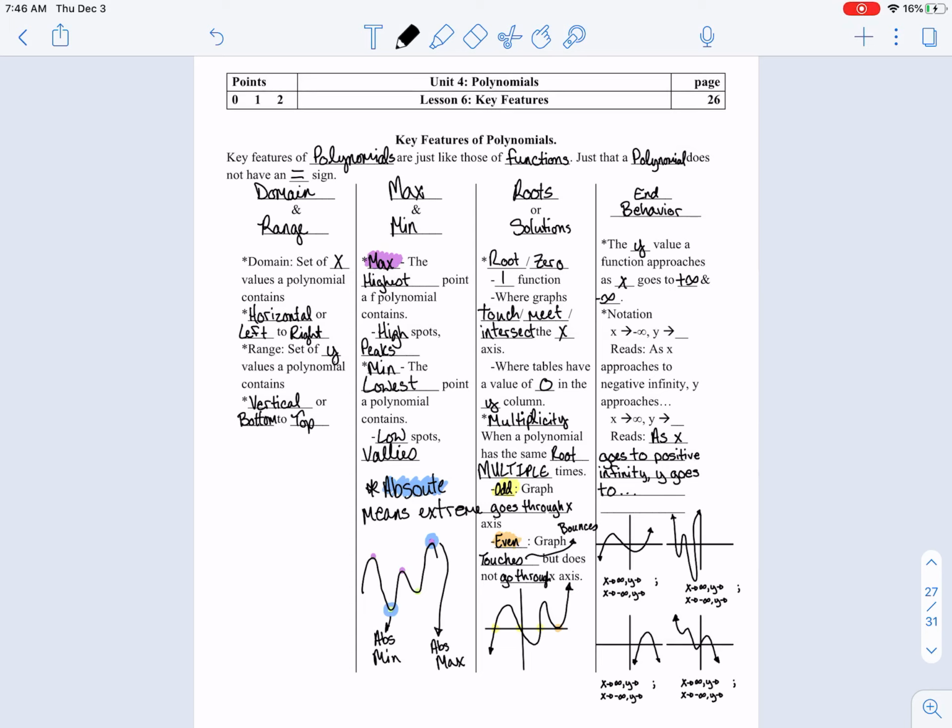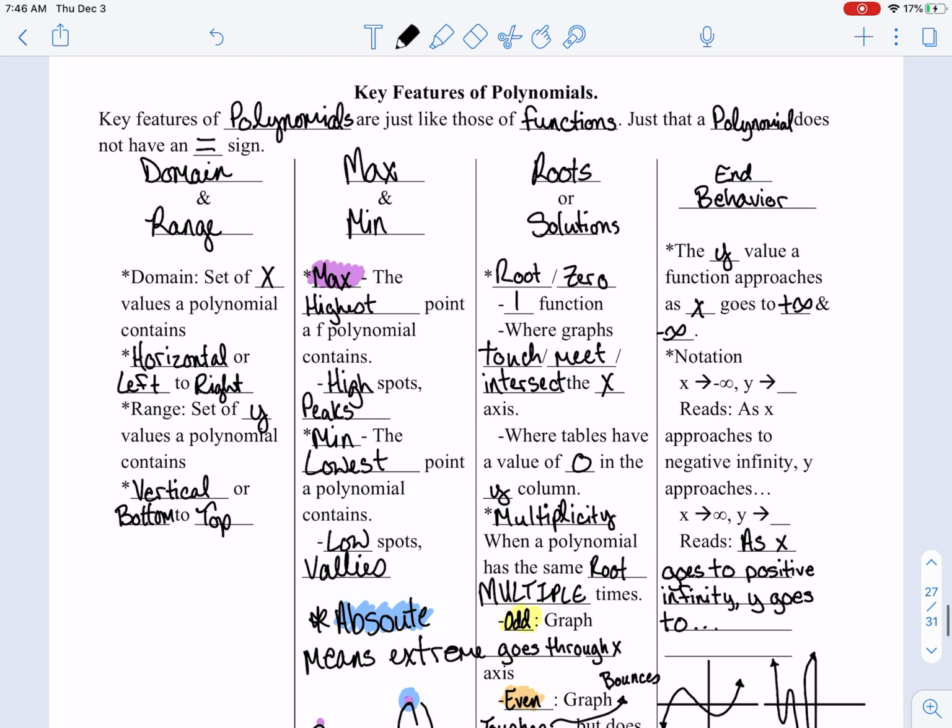All right, guys, so the next lesson we're going to look at are key features of polynomials. Now, unlike most of my videos, I already have this tree diagram filled in because we've essentially already looked at it. I just want to quickly hit some of these things, go back and refresh them. The reason I say we've already learned them is because the key features of polynomials are just like functions. However, if you notice, polynomials do not have an equal sign.